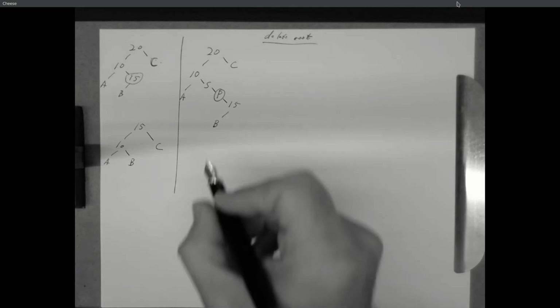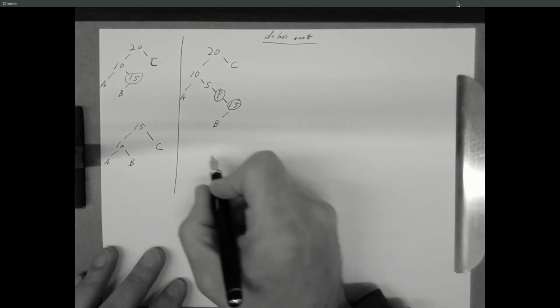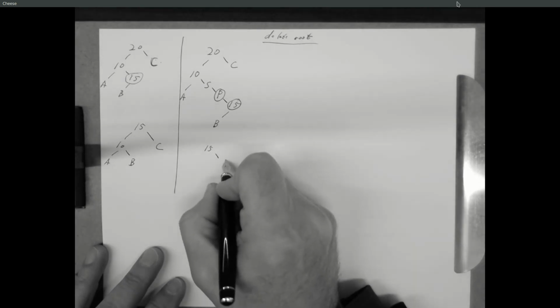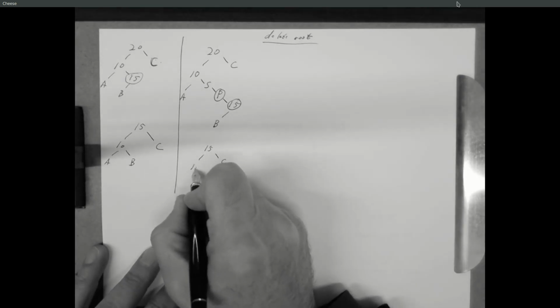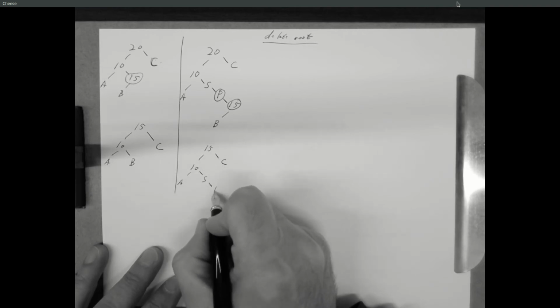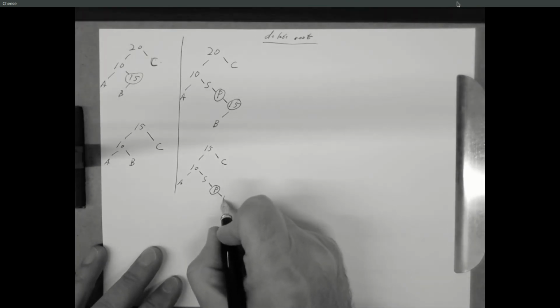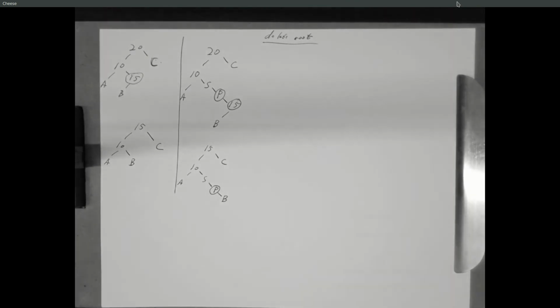So again, 15 is the largest thing on this left subtree. So that's going to become the root. It's going to have C on the right. This is going to have 10 and A, and it's going to have stuff, and it's going to have a previous node. And again, that previous node is going to adopt B on its right.